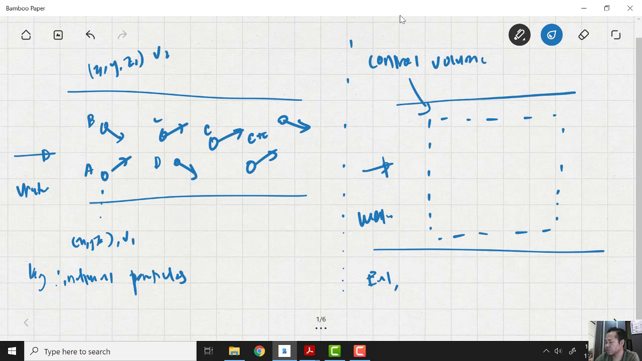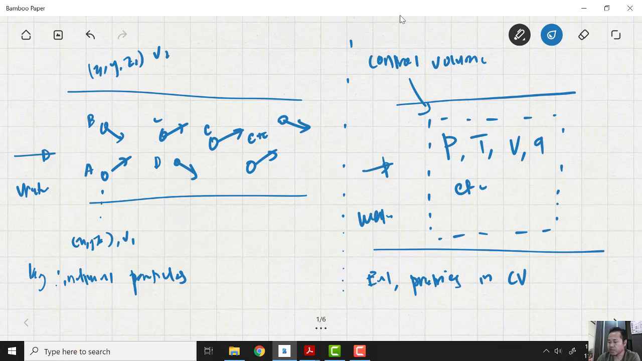You need to determine the properties inside the control volume. For example, you want to find the pressure inside the control volume, the temperature, the velocity, acceleration, and so on. So it is different from the Lagrangian concept. In Eulerian, we find the properties of a fluid in a control volume, while in the Lagrangian concept we follow individual particles. So that's the difference between the Lagrangian and Eulerian concepts.